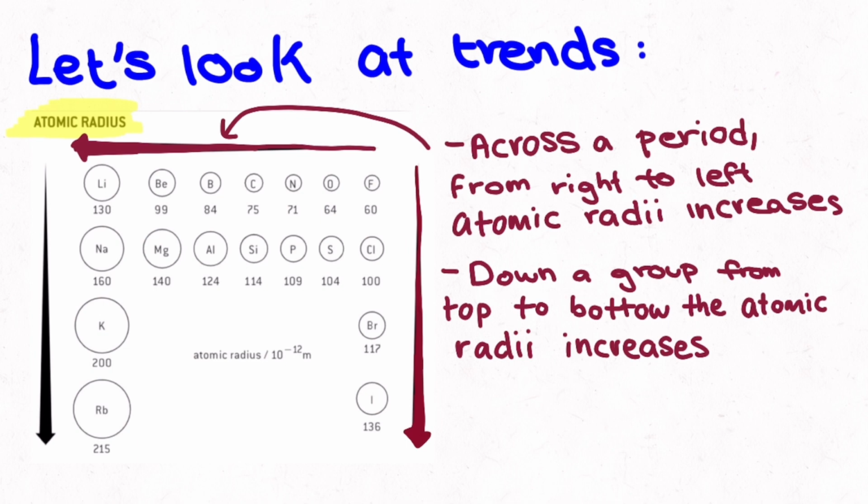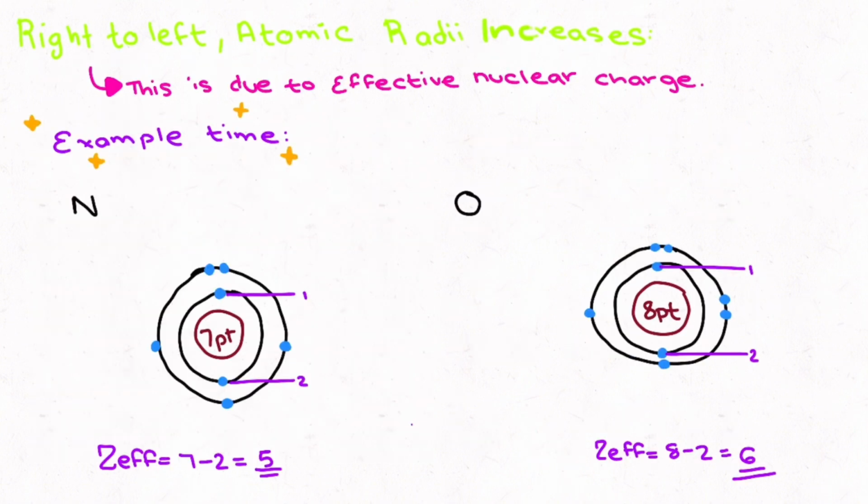So across a period from left to right, the atomic radii decreases, and down a group from top to bottom, the atomic radii increases. Why is this? From right to left, the atomic radii increases because of effective nuclear charge. This is because the increasing effective nuclear charge, Zeff, going from left to right across the periodic table, pulls the valence electrons on the outer shell closer to the nucleus, reducing the atomic radius.